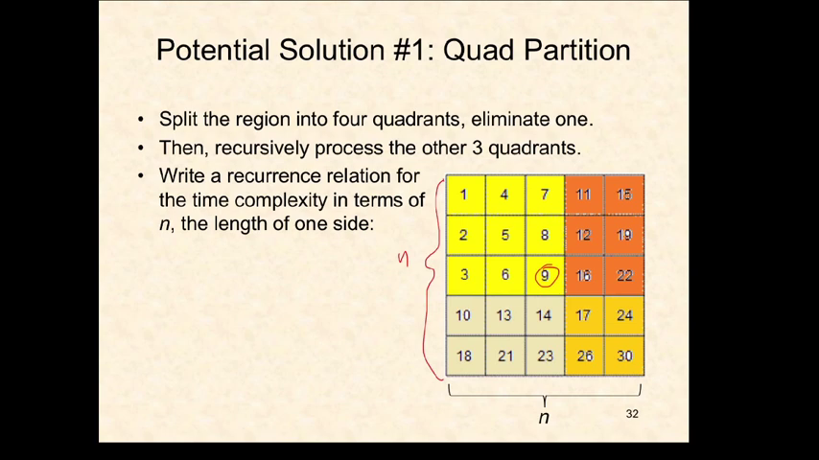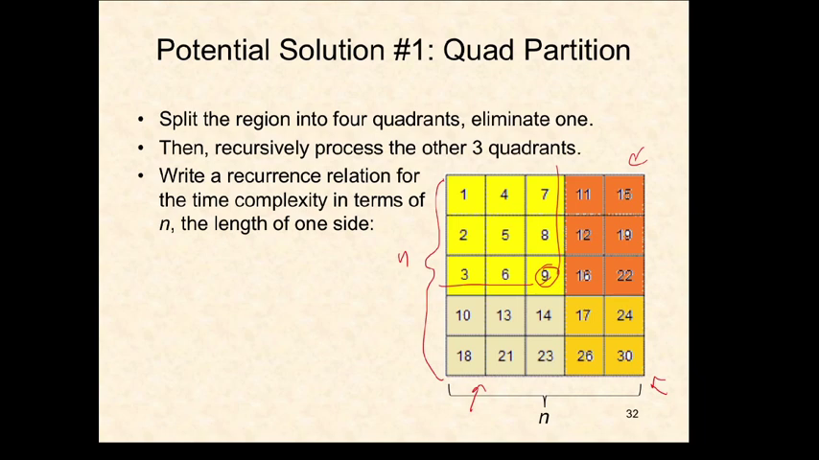Everything above 9 has to be smaller. Everything to the left of 9 has to be smaller. Everything in this region has to be smaller than 9. 11 can't be in there. 11 could be in here. It could be in there. It could be in there. I have eliminated one of the regions. I've got to recurse into the other 3.